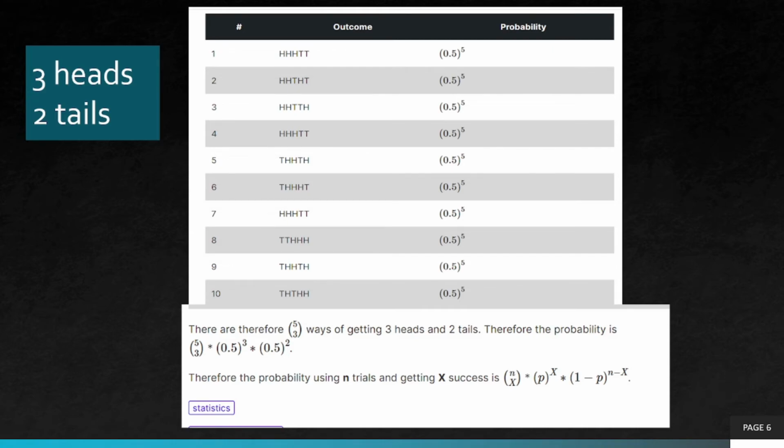Generalizing this concept, the probability using n trials and x successes is given by n choose x times p, which is the probability of success, to the power x, times 1 minus p to the power n minus x. So this completes our understanding of the binomial probability distribution.